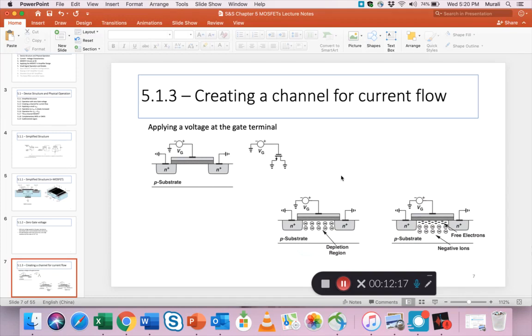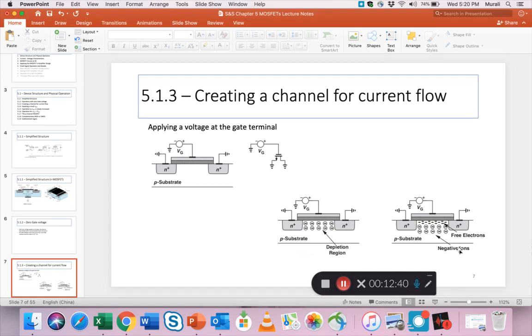So as soon as you apply that positive voltage, what happens is you create a depletion region full of negative ions here. Okay, and so in the graphic to the right, bottom right, you see that there are free electrons that are created, and once you have free electrons, that's because negative ions exist, right?